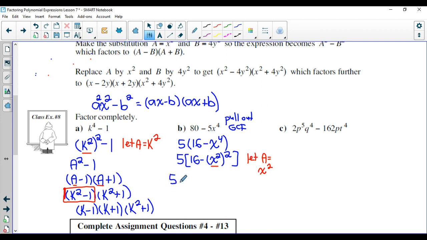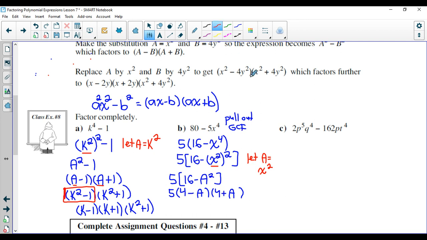Okay, so then this would be 5, and you have 16 minus, replace x squared with a, so it'd be 16 minus a squared. Okay, let's factor that. So 16 minus a squared is a difference of squares, so we break it into our two factors, where the first number in each factor is the square root of the first number, which is a 4. And then the second term is going to be the square root of the second number. Square root of a squared would just be a. And then minus and plus.